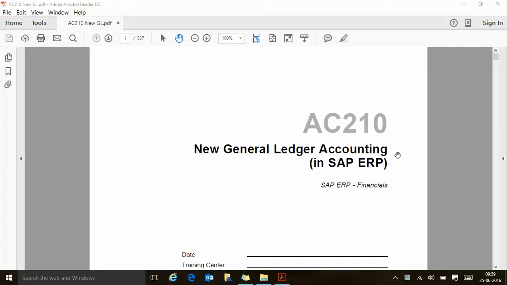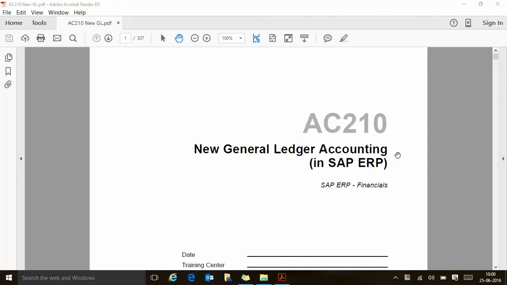So we'll understand now, we'll talk about new GL. We will understand in detail what new GL is. This was the functionality released by SAP in early 2004, 2005, and we will see how that impacts the existing system, the classic GL, and what the migration phases are, how we can migrate from classic to new. But before going to migration, we need to understand what functionalities are being offered by new GL.